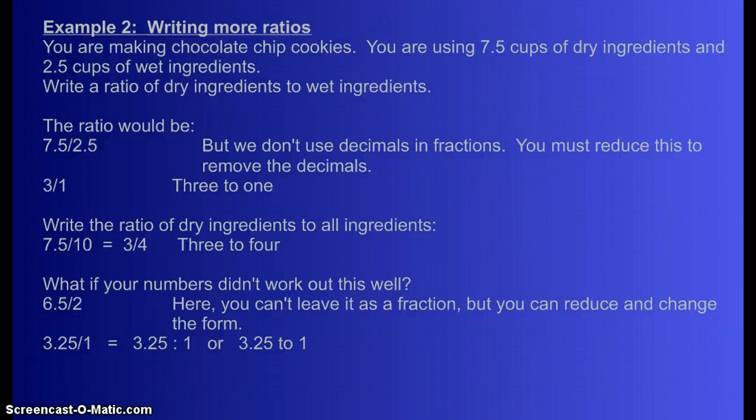But what if your numbers don't work out that well? If you end up with something like 6.5 to 2, you can't leave that as a fraction. You could reduce it, and then I would change the form. So they both have a 2 in common. You can bring that down to 3.25 over 1. But we never leave decimals and fractions, so you wouldn't write the ratio like a fraction. You would write it with a colon, or you would write it with a to between the two words. That is 3.25 to 1.